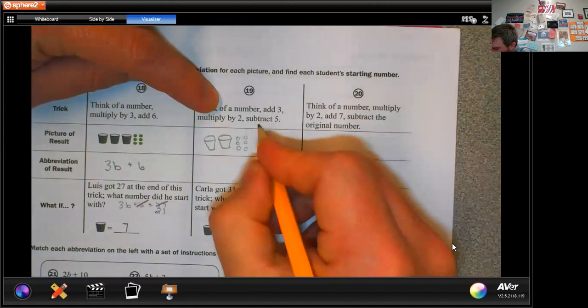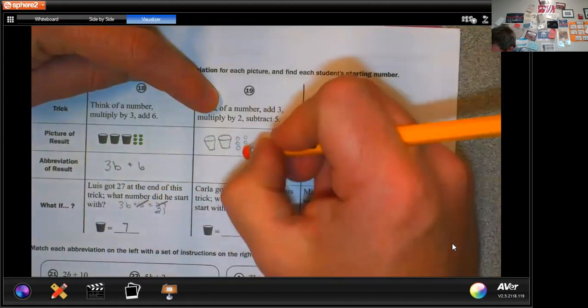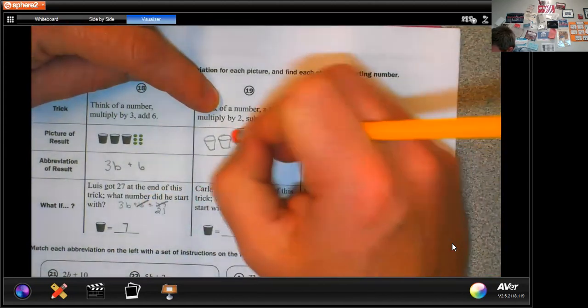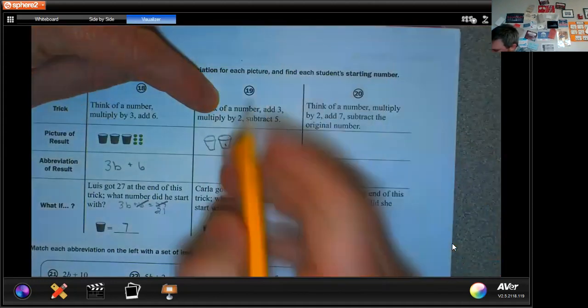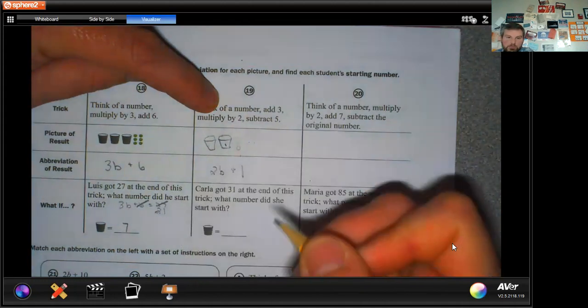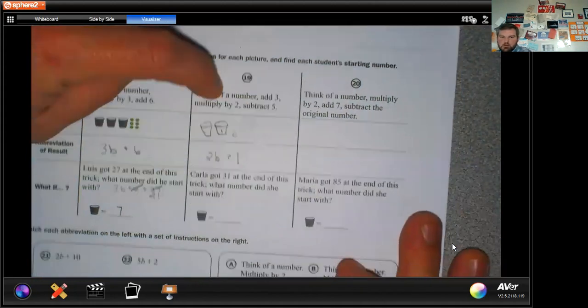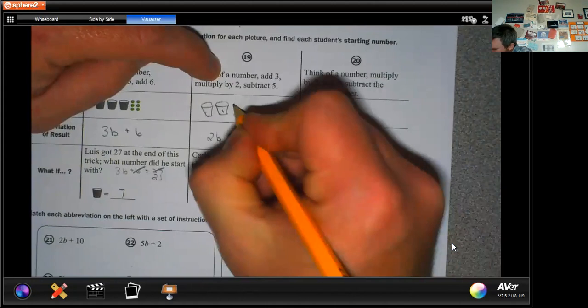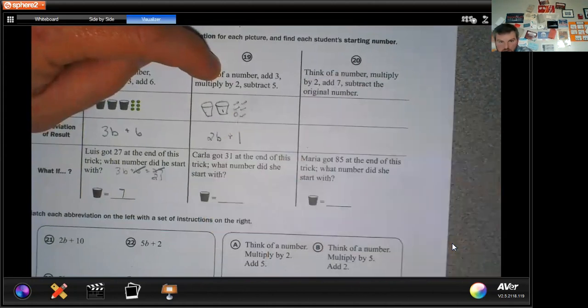And then you're going to subtract 5. So I got to get rid of 5. 1, 2, 3, 4, 5. So I got 1 marble left. So that's 2 buckets plus 1 marble. Okay, and you could just mark them out like that if you wanted to, if you can't really erase it.